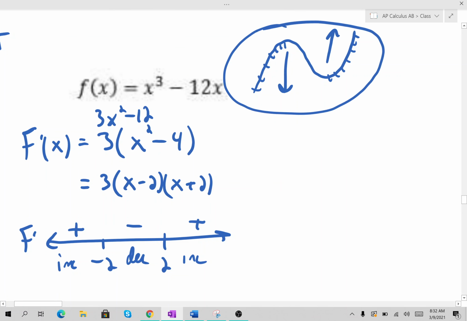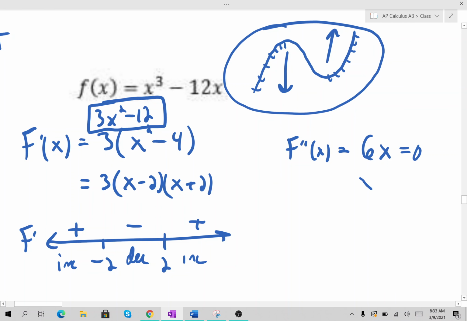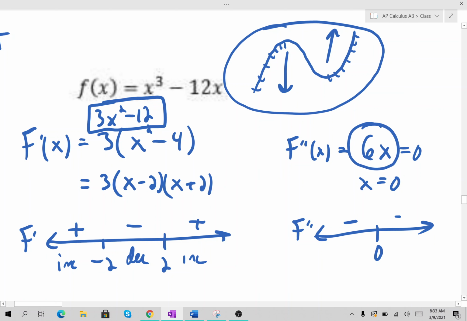Increase, decrease, increase. The second derivative: we have 3 versions, right? I'm going to derive 3x squared minus 12 because it's easier for me, and that derives to 6x. So that equals 0 only when x is 0. So the only number going on our second derivative number line is 0. If you check a negative number, you get negative into the second derivative. A positive number, you get positive. So we're concave down and then concave up, much like we expected.